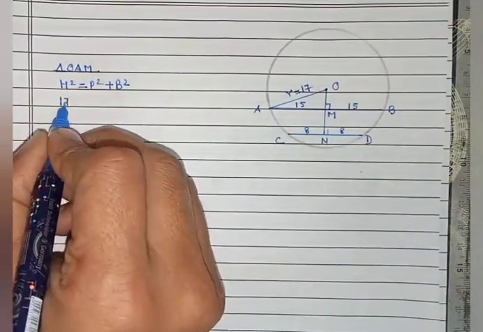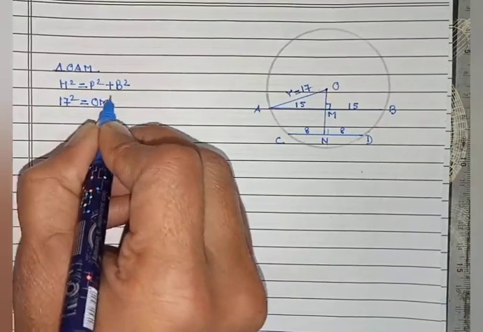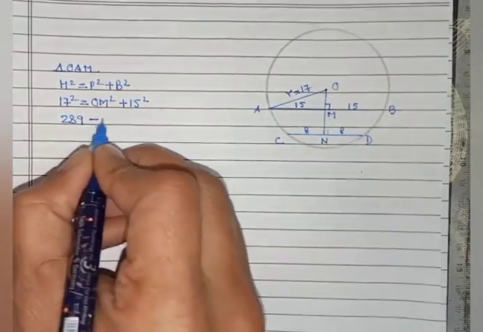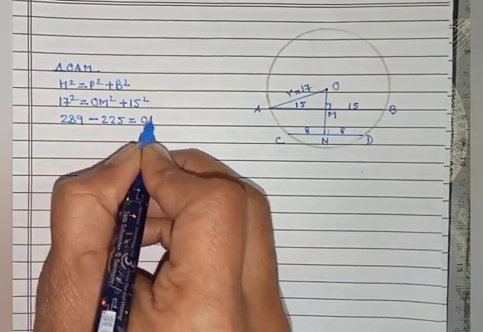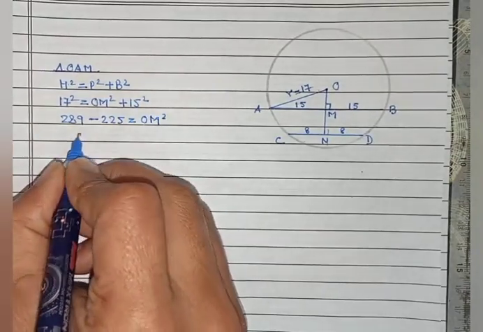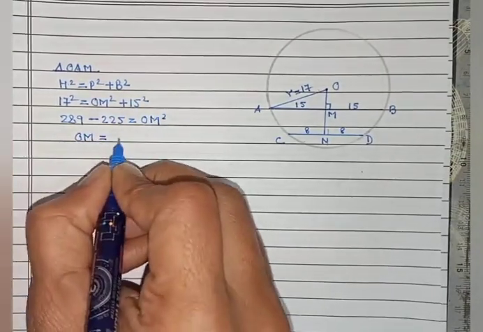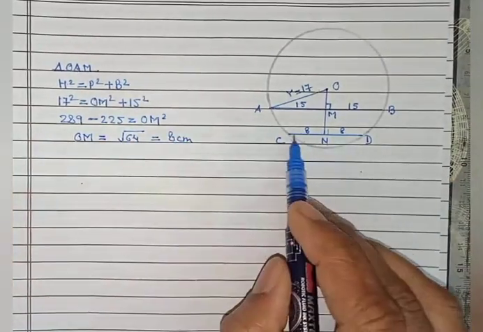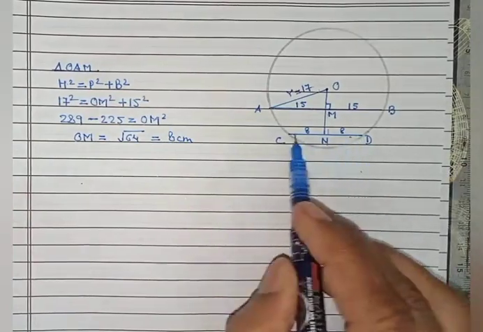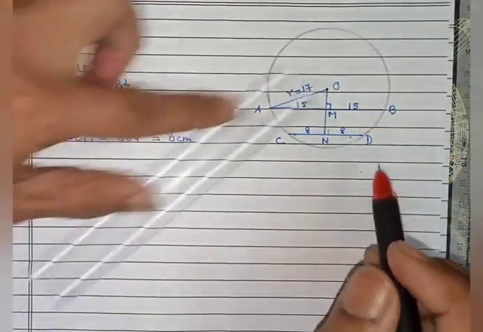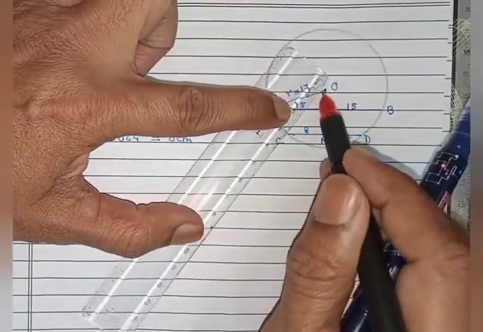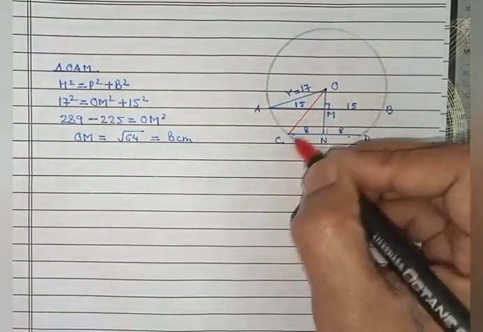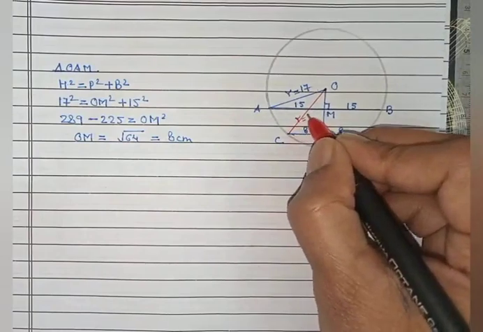Hypotenuse is 17. Perpendicular is OM. Base is 15. This will become minus 225. You will get the same values as you got in the previous calculations. Same values. Now we will form a right angle triangle with the chord CD. See here, we will join OC, and we will get another right angle triangle. In this right angle triangle, OC is the radius, which is 17.